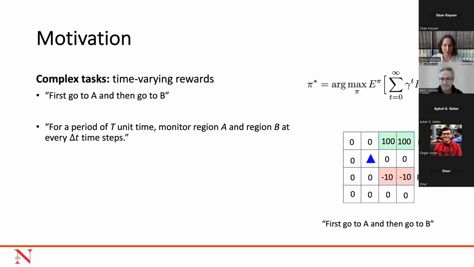Now, what is the motivation in my work? In the title, I said that I am going to talk about reinforcement learning, but with temporal logic specifications.